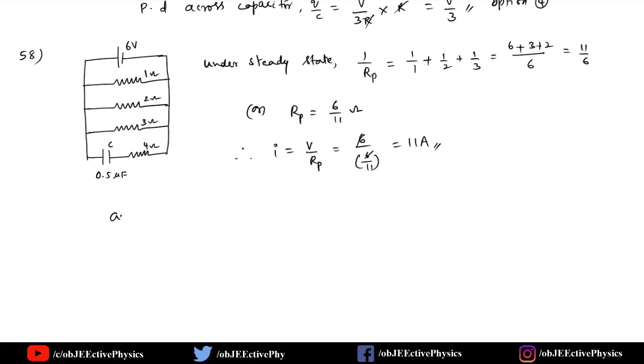And the charge on the capacitor Q is equal to CV. C is 0.5 into 10 power minus 6, and V is 6. 0.5 is nothing but 1 by 2. So therefore 3 into 10 power minus 6, or 3 microcoulombs. 3 microcoulombs is the answer. So 11 amperes and 3 microcoulombs. That is option 1. Option 1 is the right answer.